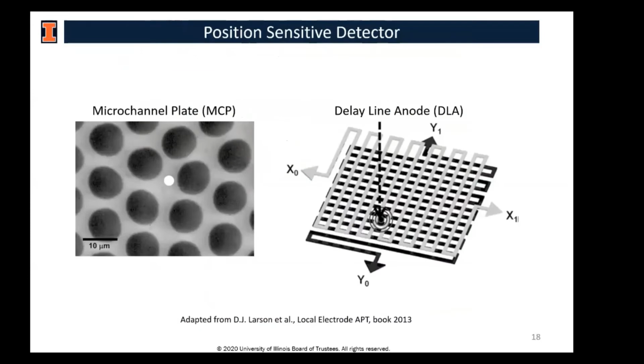The position sensitive detector is composed of 2 elements: a microchannel plate, on the left-hand side, an SEM picture, known to many people using imaging devices.